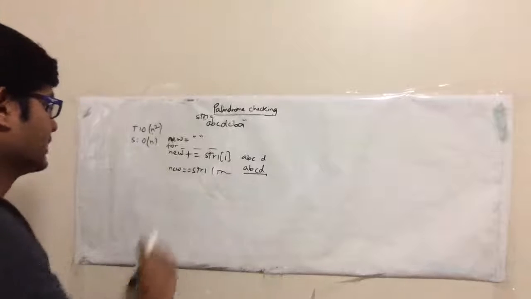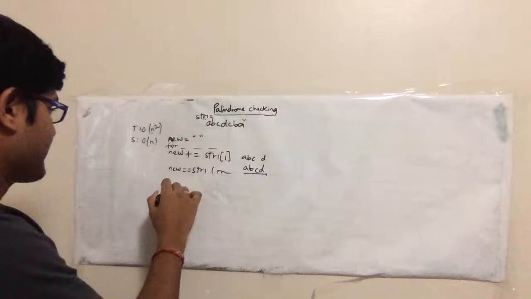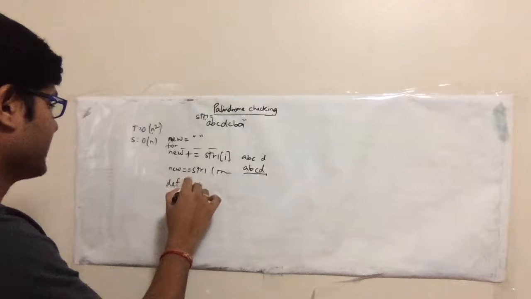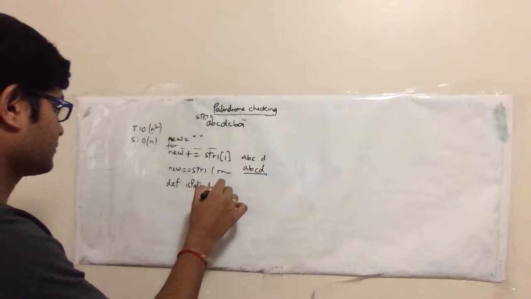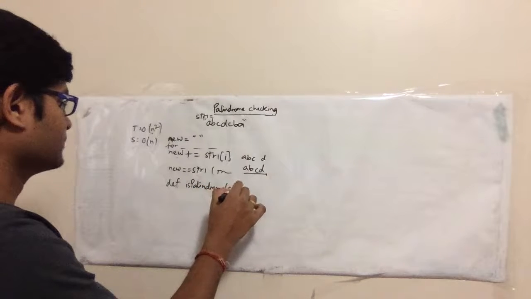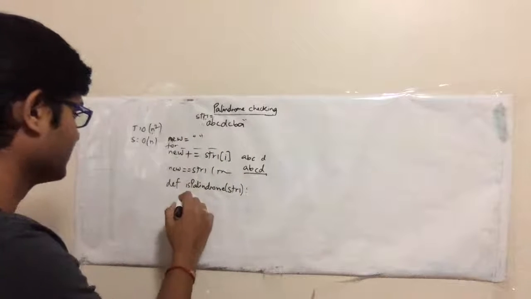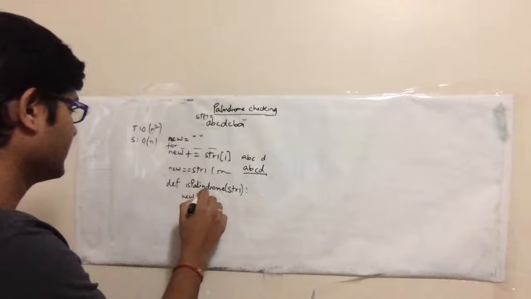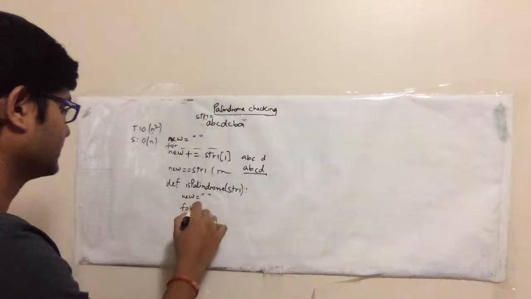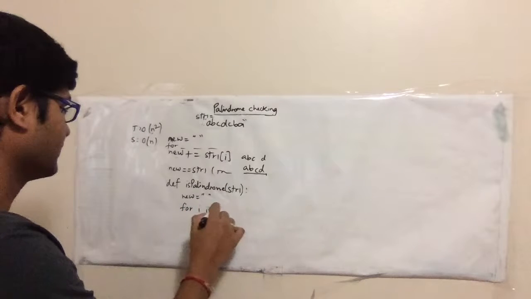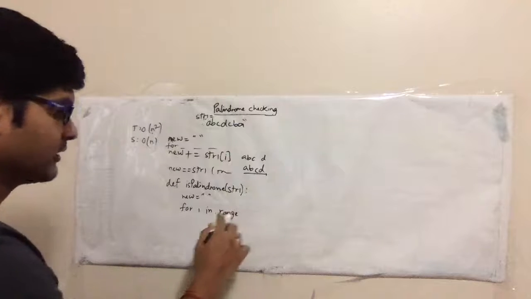Okay, so we can implement it like this. The implementation: define is palindrome, and we'll take the input string, string 1, that is the given input string, and create a new empty string, and iterate through the indexes from back to front.